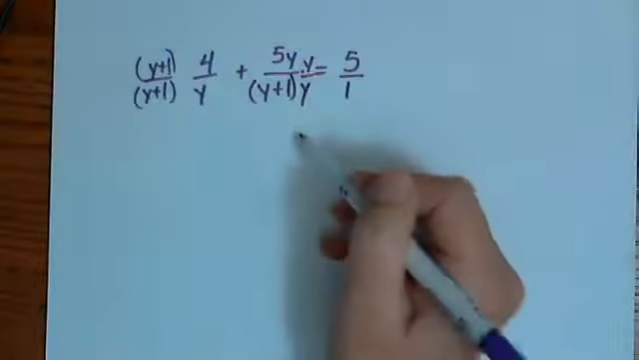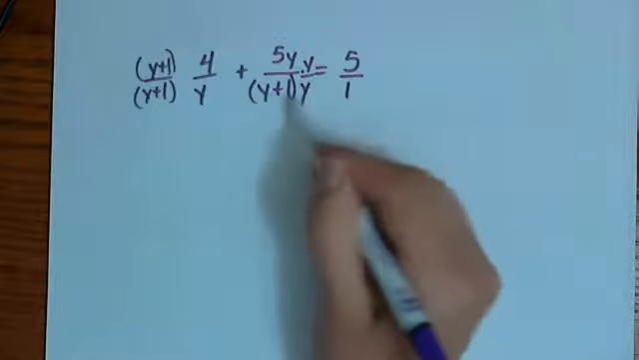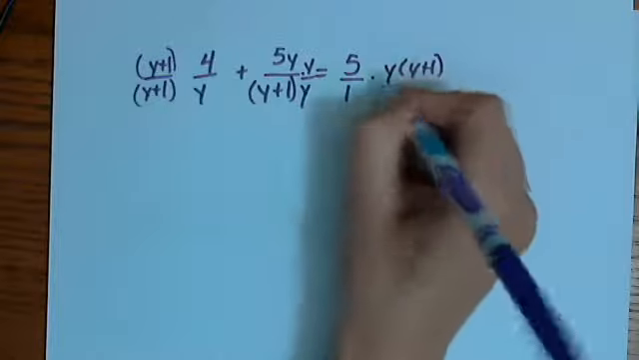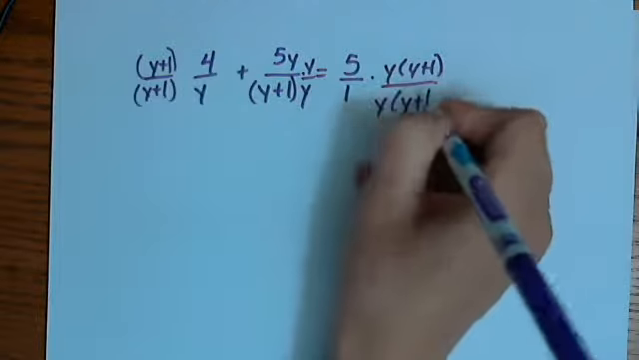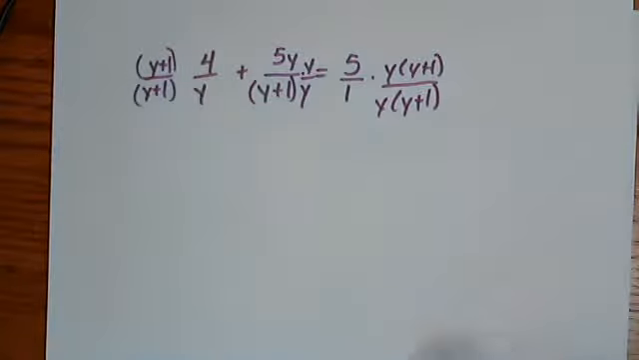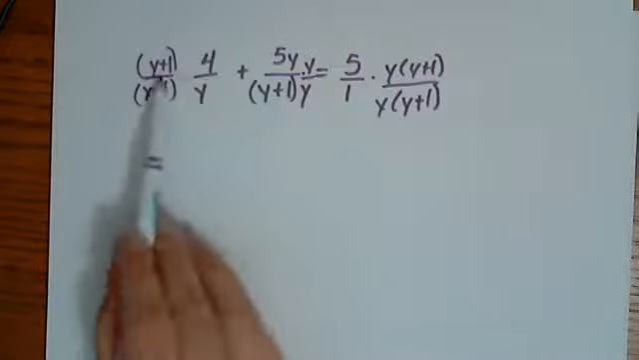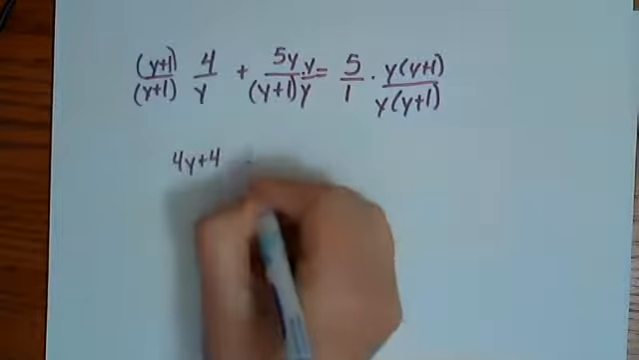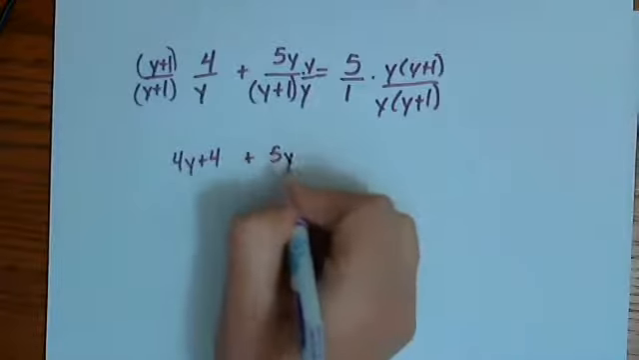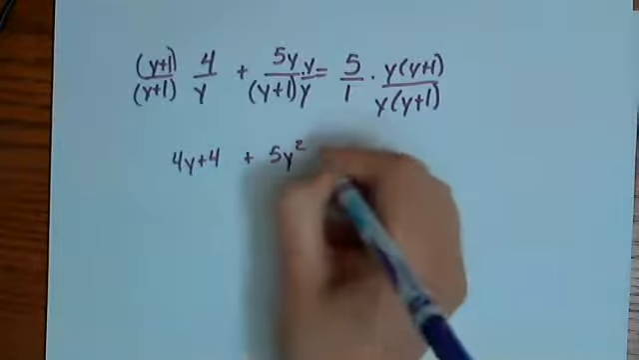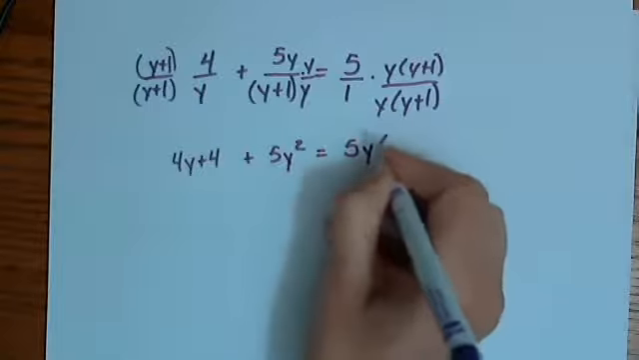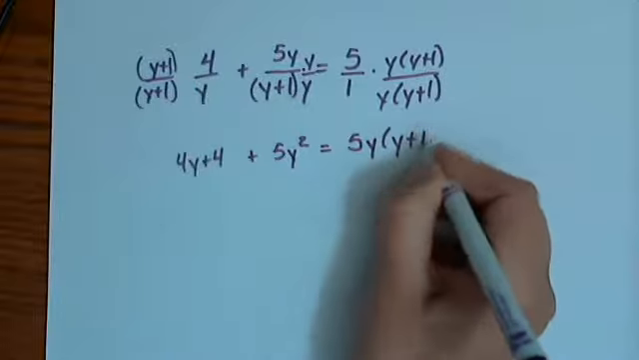Honestly, that doesn't look too hard. And this one, since I don't have either of these two things, I'm going to have to multiply by y times y plus 1 over y times y plus 1. All we're doing is getting a common denominator. It's not that tricky. So that means here I have 4y plus 4. Here I have a plus 5y squared. And here I have equals 5y, and I'm going to just leave that as 5y times y plus 1 right now.